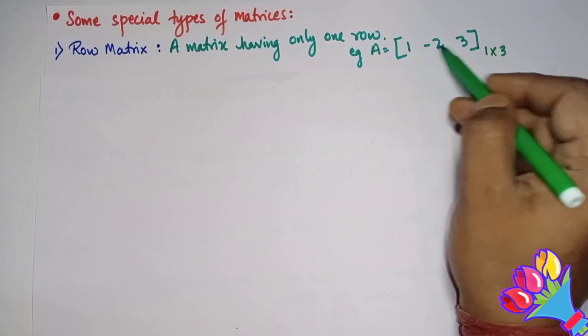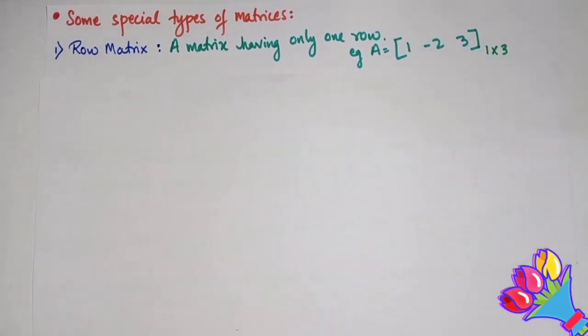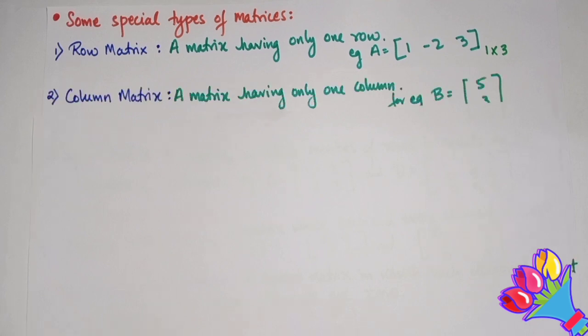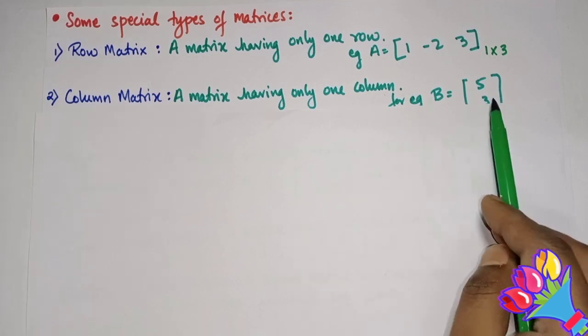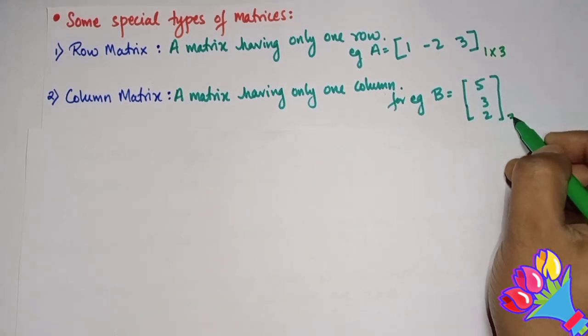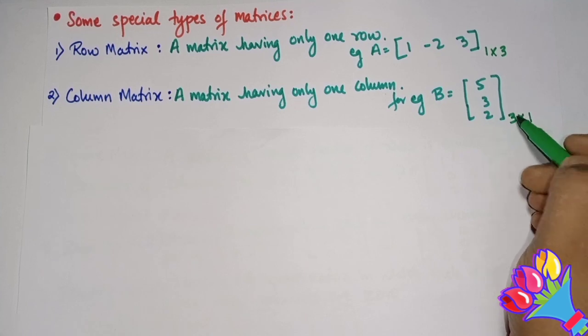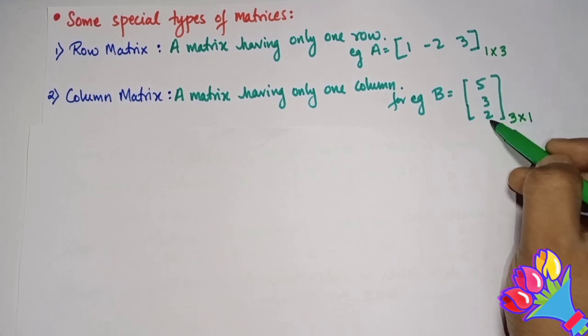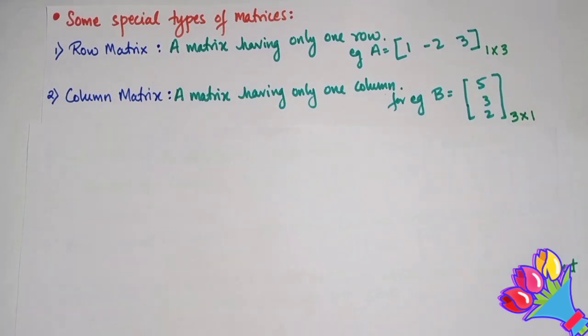So if it will have only one row, then we call it a row matrix. Hope you're clear. It's very simple. Column matrix means only one column. You can see here, only one column. How many rows are there? 1, 2, 3. So the order is 3 by 1. How many columns are there? Only one column. So if it is like this, then we call it a column matrix.